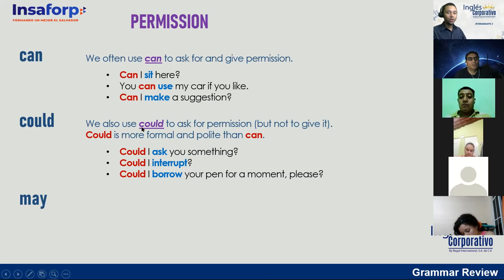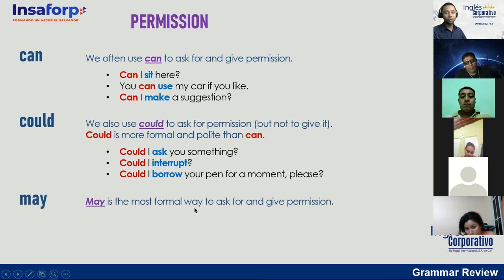So remember, you use could to ask for permission, but not to give permission, okay? If you want to give permission, use can. Or use may. May is the most formal way to ask for and give permission. A diferencia de could, con may usted puede pedir permiso y también dar permiso, autorizar algo. So may is the most formal way to ask for and give permission.